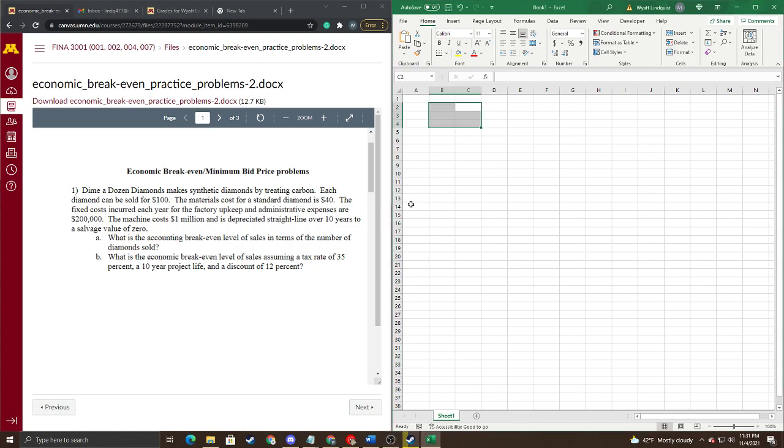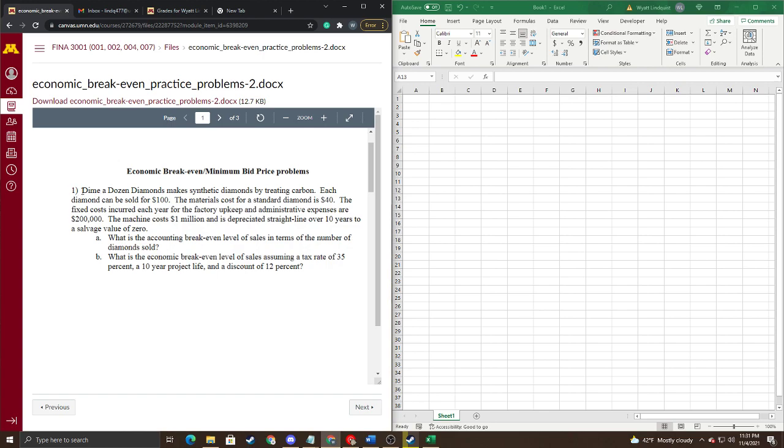Hello everyone. So today I'm going to be going over the economic break even / minimum bid price problem, just problem 1. I'll do problem 2 tomorrow. And for this first one, I'm not going to use the template because we aren't going to be given the template on the midterm. So I thought it was probably best if we did the template ourselves. So that's what we're going to do.